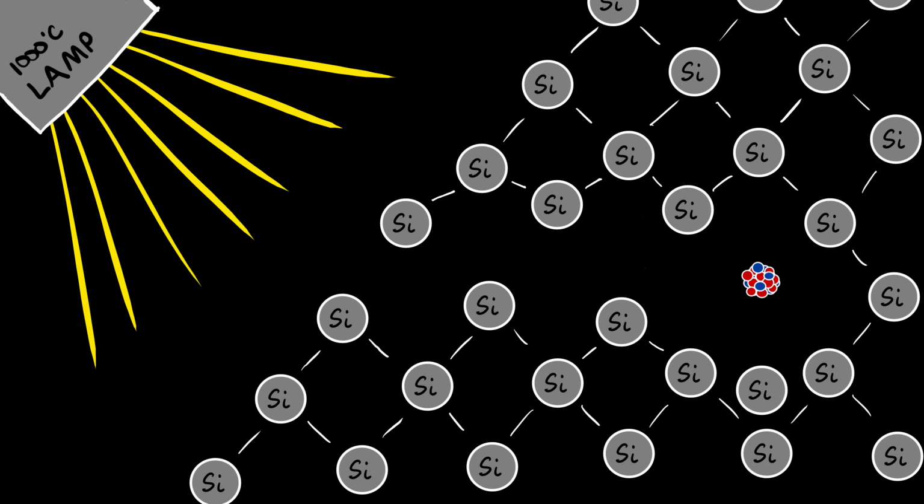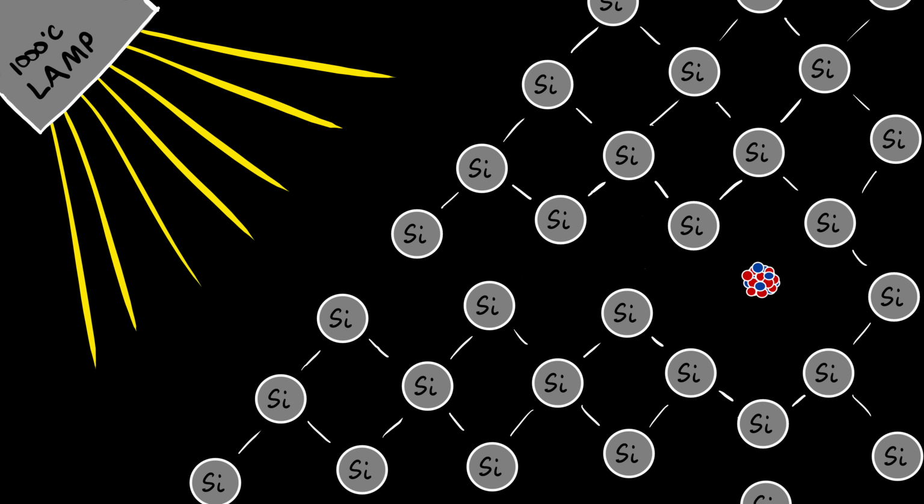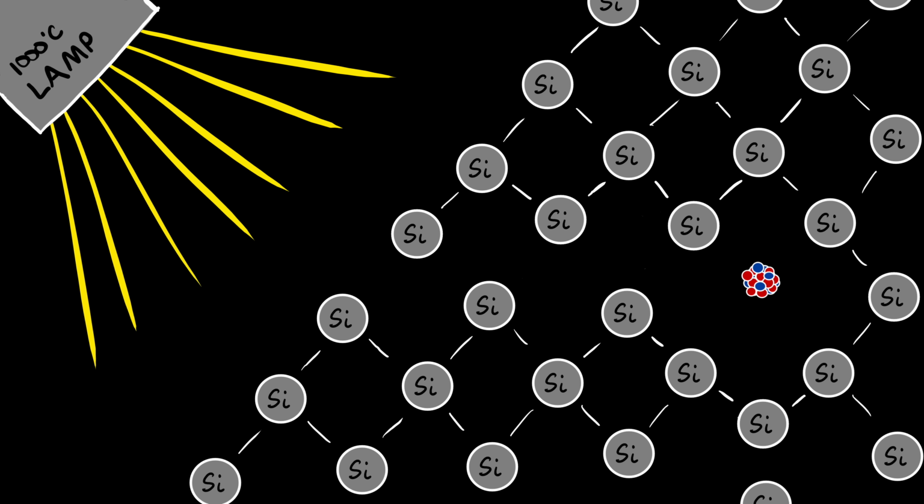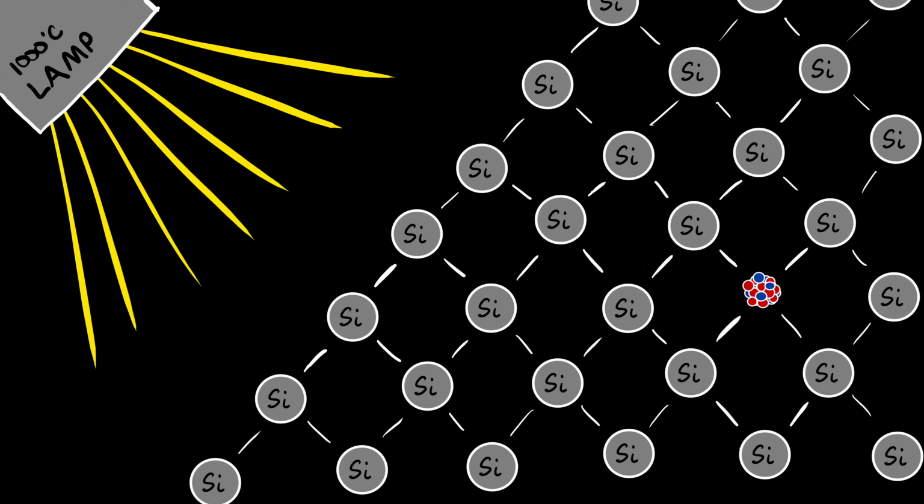and eventually coming to a stop, trapped in between the atoms. A brief pulse of heat is then applied, which allows the crystal structure to repair itself, and in the process, the dopant atoms will form covalent bonds with the silicon, becoming part of the crystal structure.